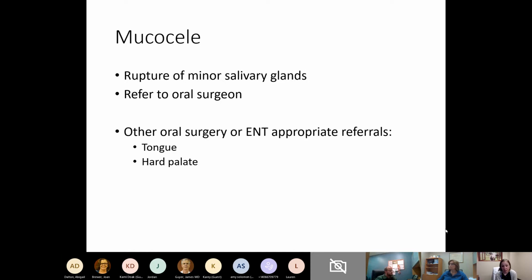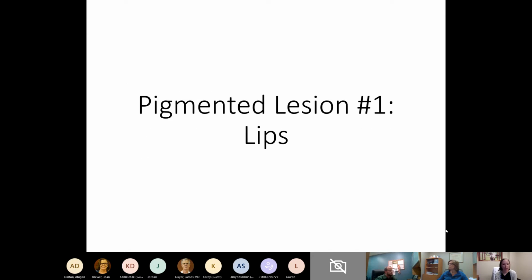Other things that I also send to oral surgery or ENT are anything on the tongue or anything on the hard palate, those places are just really hard to get hemostasis on. I want people who work in the mouth a lot more to work on those sites. I will biopsy things on the mucosal lip or the buccal mucosa, but those other sites should go to other specialists.